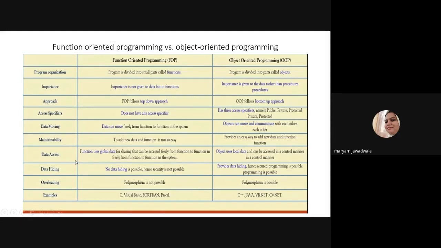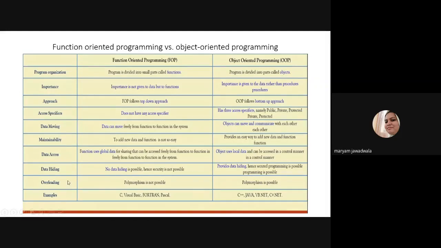Now, global data access is there in function oriented programming, but data localization is there in object oriented programming, right? Next feature is data hiding. There is no data hiding in function oriented programming, but in object oriented programming we have one principle, that is data hiding. So data hiding is possible to secure your program in object oriented programming like Java.